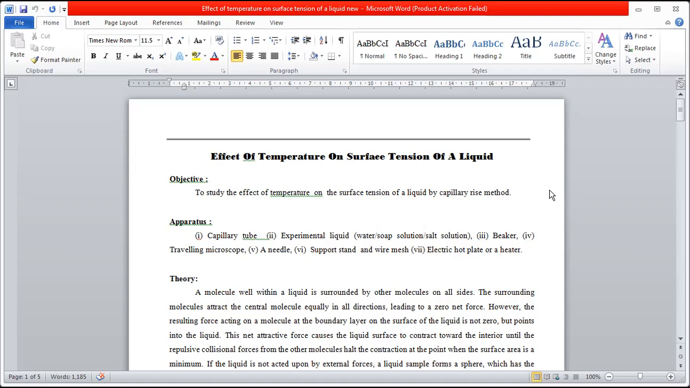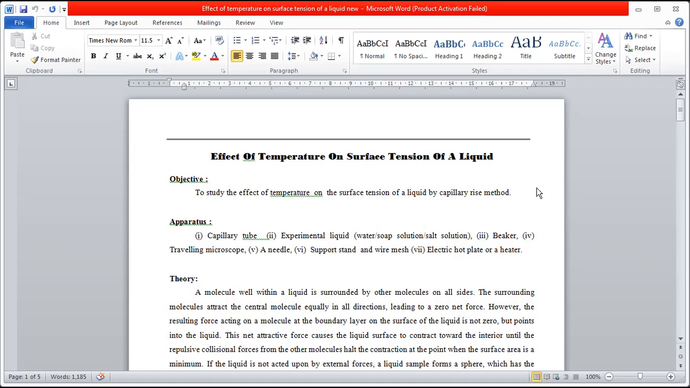But in most cases of the capillary rise method, multiple capillary tubes of different radii are used, and all the measurements are done at room temperature for a given liquid. So you will not get what happens to the surface tension if the temperature is changed. So the same technique, same experiment, I have slightly modified to check the effect of temperature on the surface tension of a given liquid.